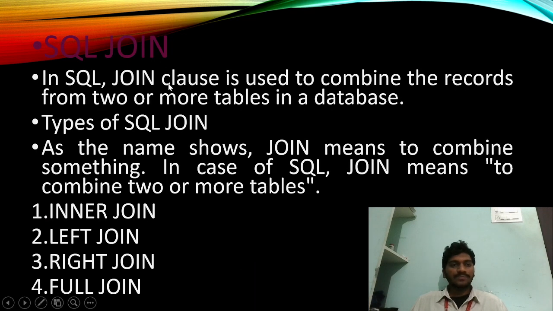First, SQL join. The SQL join clause is used to combine the records from two or more tables in a database. There are four types of SQL joins. As the name shows, join means to combine something. In case of SQL, join means to combine two or more tables. The types of SQL joins are: first, inner join; next, left join; third, right join; and fourth, full join.